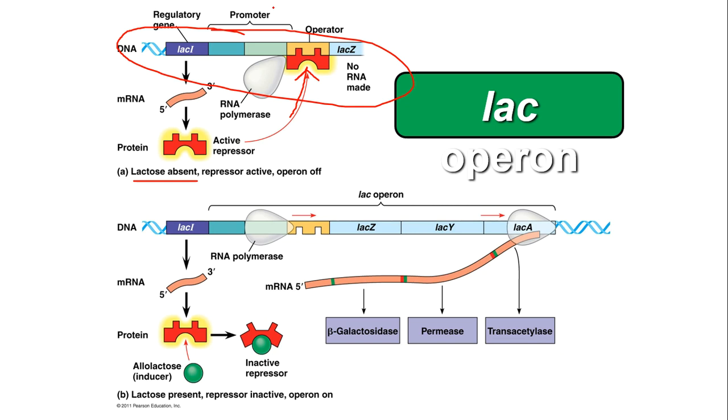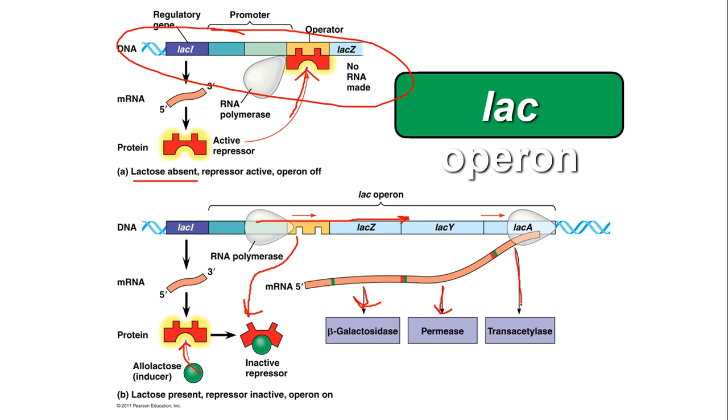So when you actually ingest some lactose, lactose is going to come along and it's going to bind to our repressor. And that's going to cause it to become inactive. It's going to cause it to leave. And then that allows my RNA polymerase to go downstream and create, in this case, a bunch of different proteins.